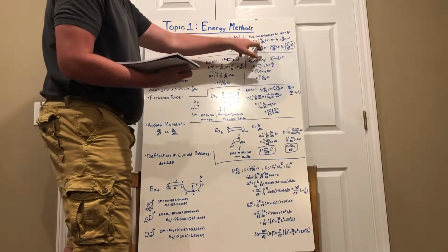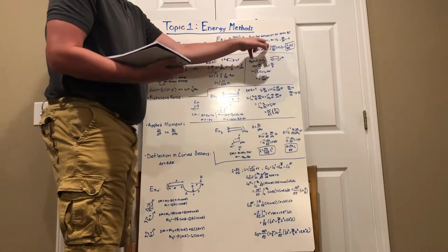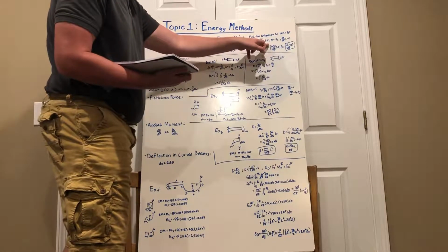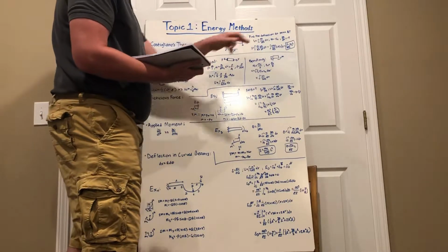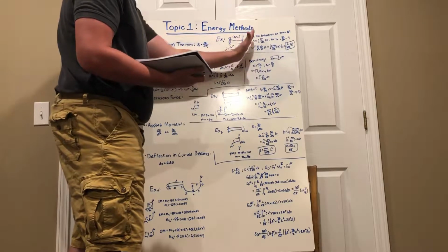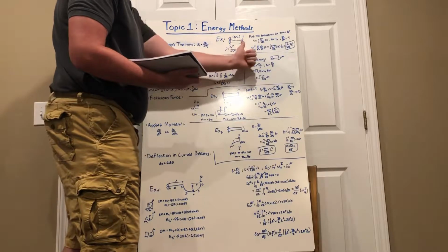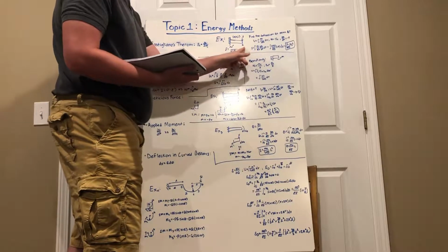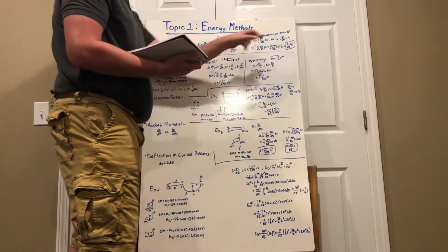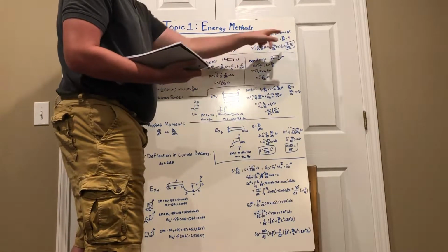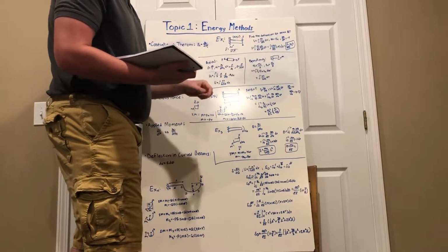We define strain energy as the integral of M squared over 2EI, M being the moment and E and I being material properties, with respect to x. For this problem, the moment is equal to the force times the distance, and we're measuring the distance from the left. The partial derivative of M with respect to this force F is going to be negative x, which is simply taking the partial derivative of the moment.